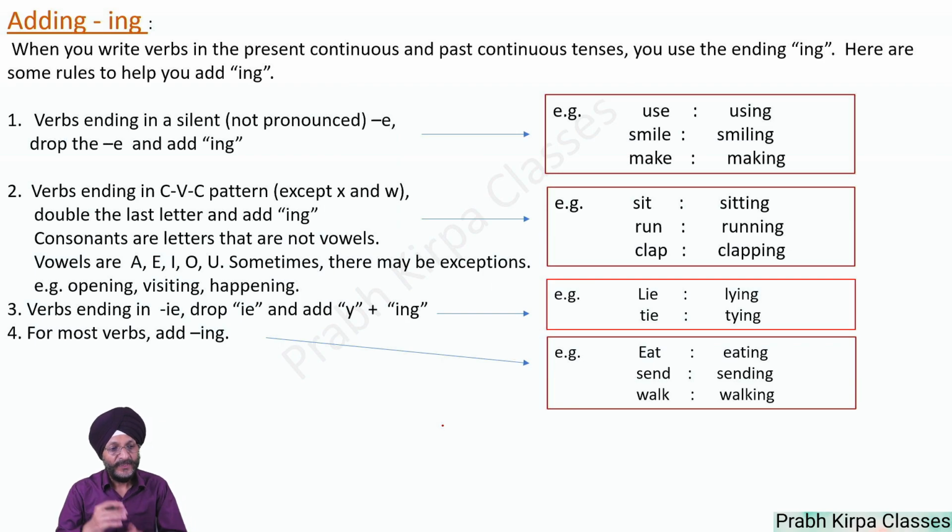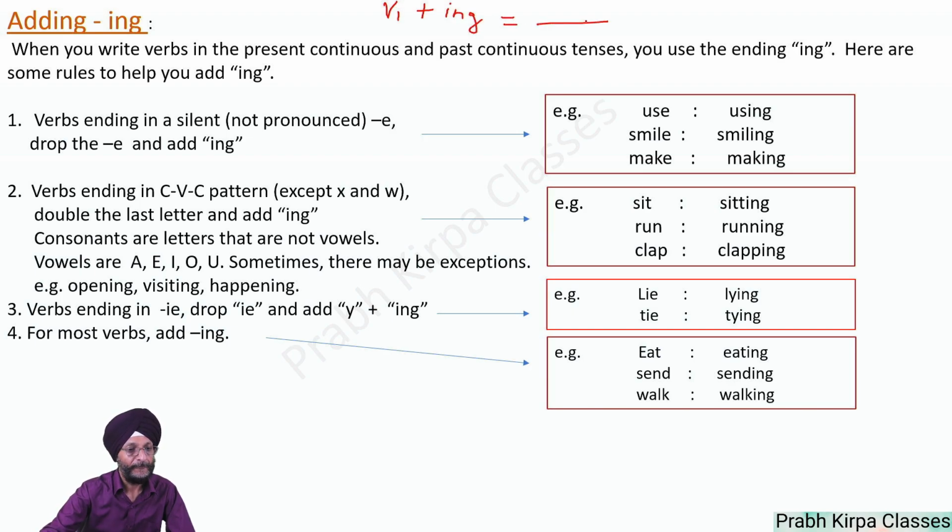Adding ing. So we will see how we add ing to the base form of the verb. That is how V plus ing results into what it becomes. When you write verbs in the present continuous and past continuous tenses, you are using the ending ing. Here are some rules to help you add ing.